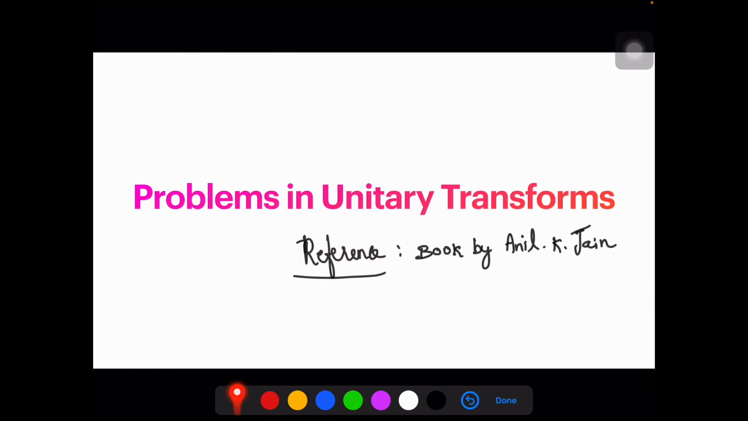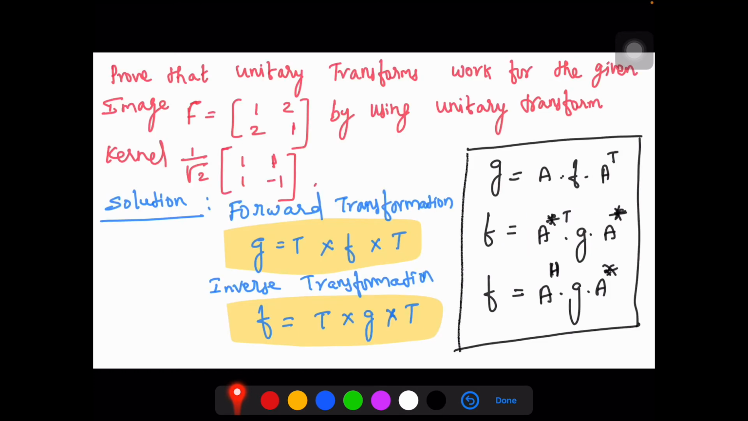So let's take some problems in the unitary transforms. And as I told you, the reference book is Anil K. Jain. Let us take some problems to understand this. Prove that the unitary transforms work for a given image, f equal to 1, 2, 2, 1, by using the unitary transform kernel, that is 1 by root 2 times 1, 1, 1, minus 1.